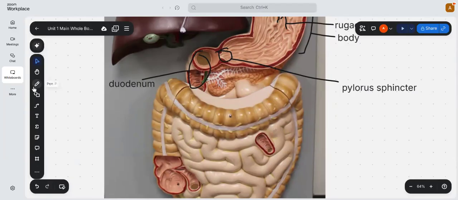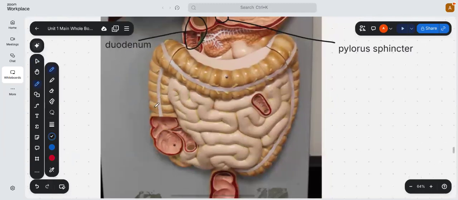I find duodenum is really fun to say. It kind of reminds me of dodo birds. And if anybody ever grew up watching Wild Kratts, then the episode with the dodo birds was definitely one of the most memorable ones that I remember.